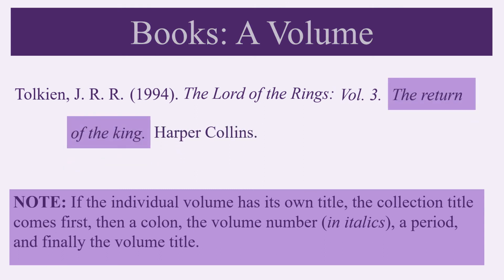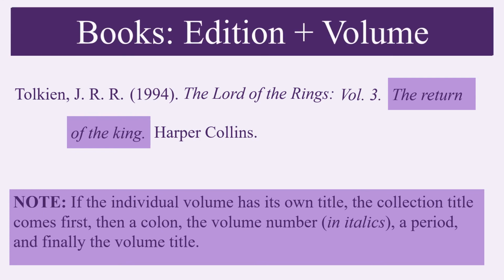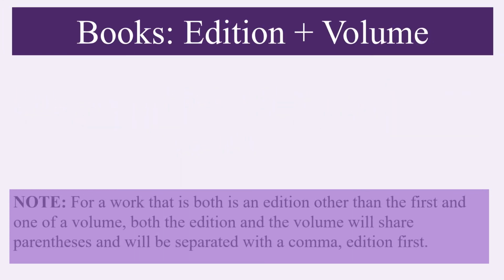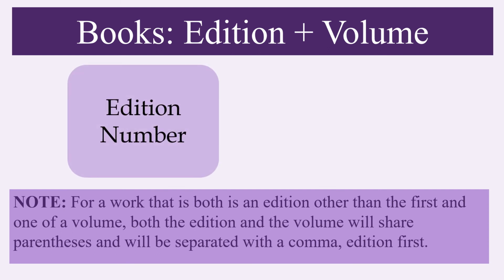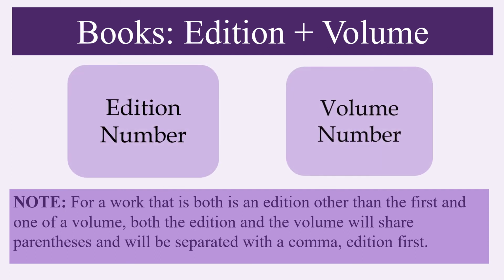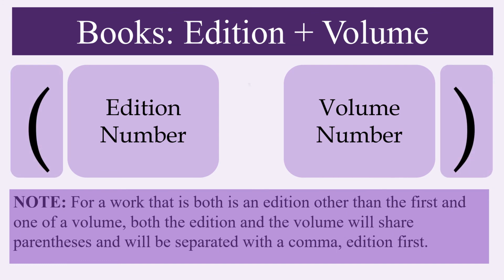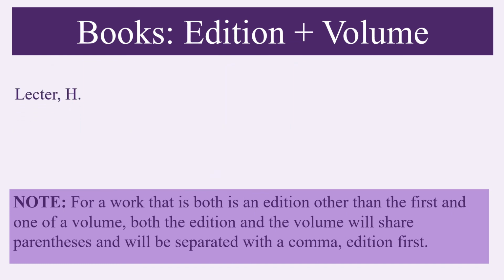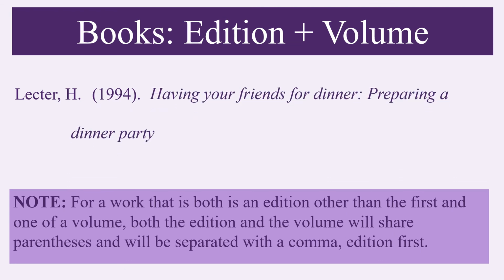Now, what do we do if the volume is an edition other than the first? For a work that is both an edition other than the first and one of a volume, both the edition and volume number will share parentheses. They'll be separated by a comma, and the edition will come first. Here we have Lecter, H., the author, 1994, the year, Having Your Friends for Dinner: Preparing a Dinner Party as the title, parentheses, 5th ed., comma, Vol. 3, we close out the parentheses, and then finally introduce the publisher.